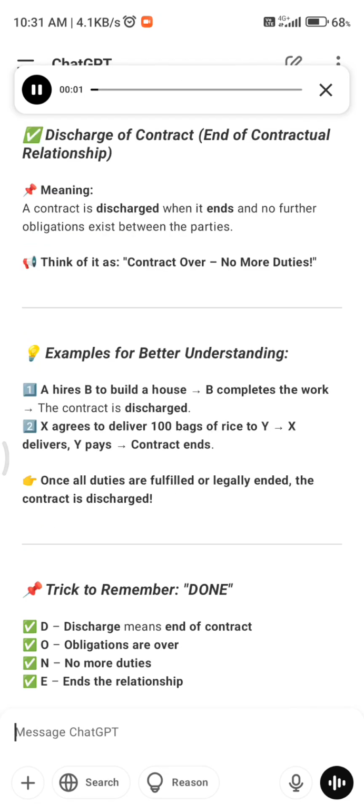Discharge of contract, end of contractual relationship, meaning a contract is discharged when it ends and no further obligations exist between the parties. Think of it as contract over, no more duties.